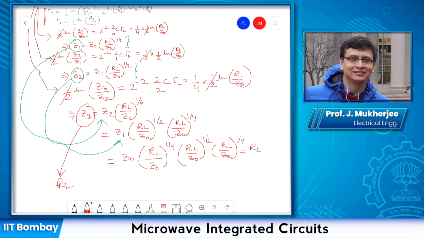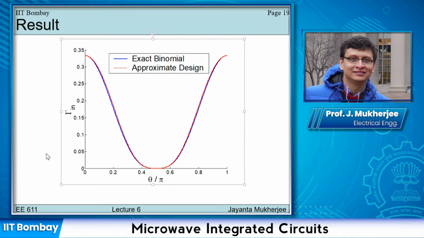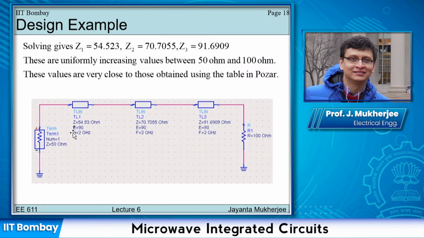But there is one problem with this simplification also. There is one mathematical problem given in the notes. We just go through that. What I want to show is what happens actually because of this simplification. So observe this slide. Here I have used ADS to plot a 3-section binomial transformer that will match this 100 ohm load to the source 50 ohm. So there are 3 sections, n equal to 3 here.